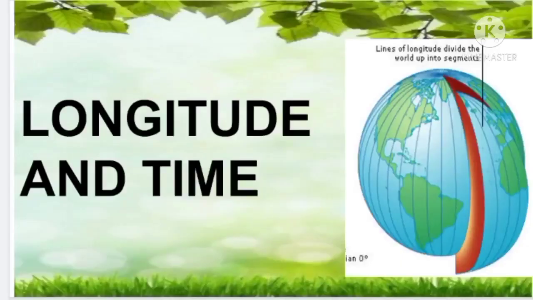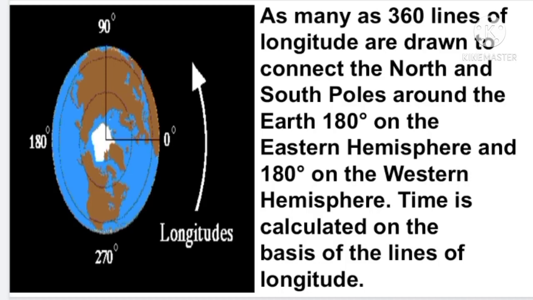Now let's see what is meant by longitude and time. Students, as many as 360 lines of longitude are drawn to connect the north and south poles around Earth, 180 degrees on the eastern hemisphere and 180 degrees on the western hemisphere. Time is calculated on the basis of the lines of longitude.